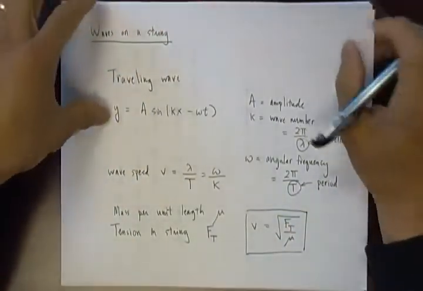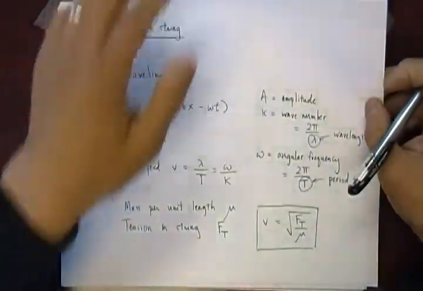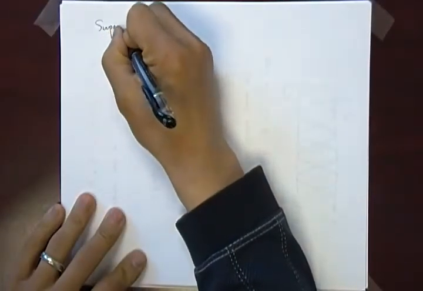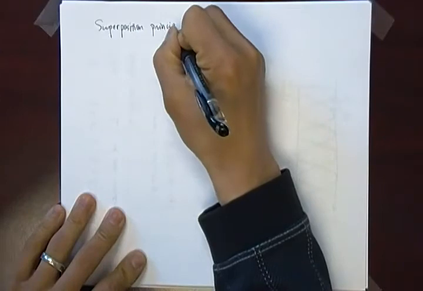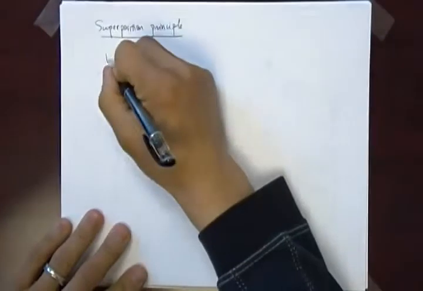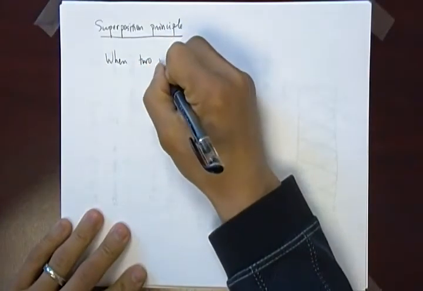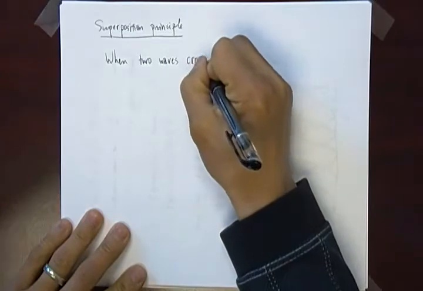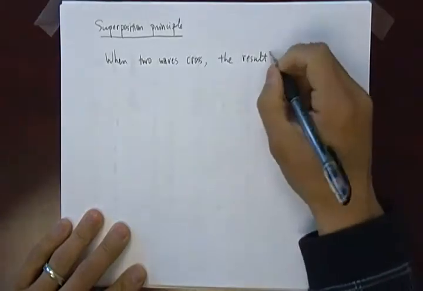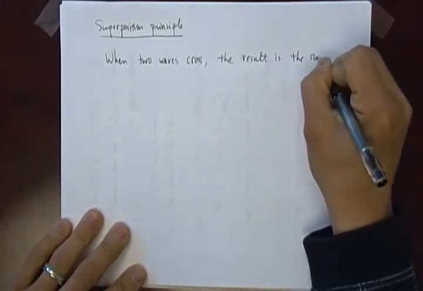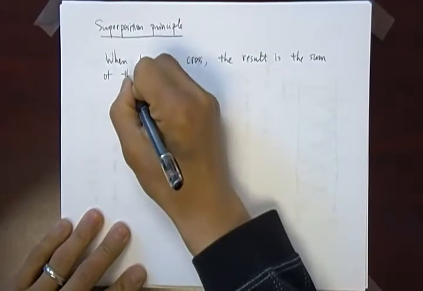Now, the next thing I'd like to talk about is the superposition principle, which is really very, very simple. It's kind of a big word for something very simple. The superposition principle is just the statement that you can add waves together. When two waves cross, the result is the sum of the two waves.